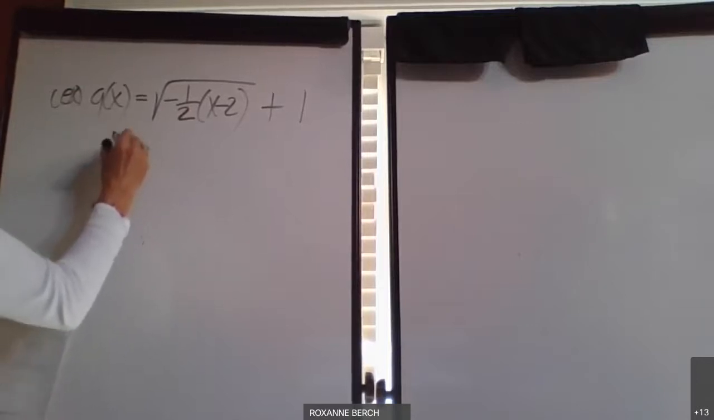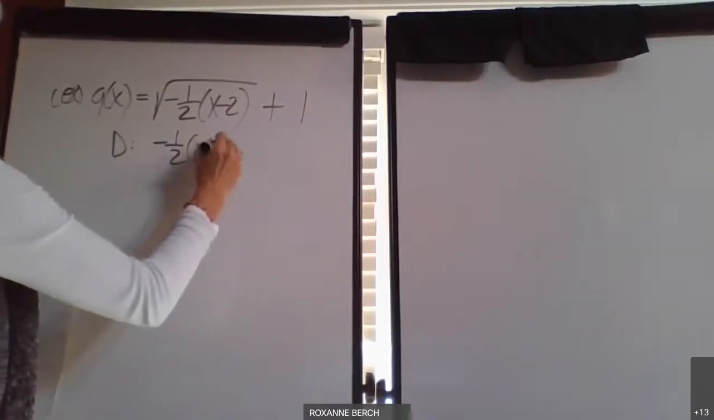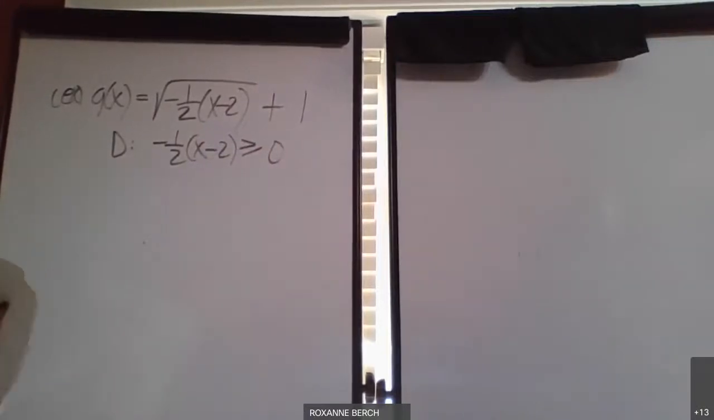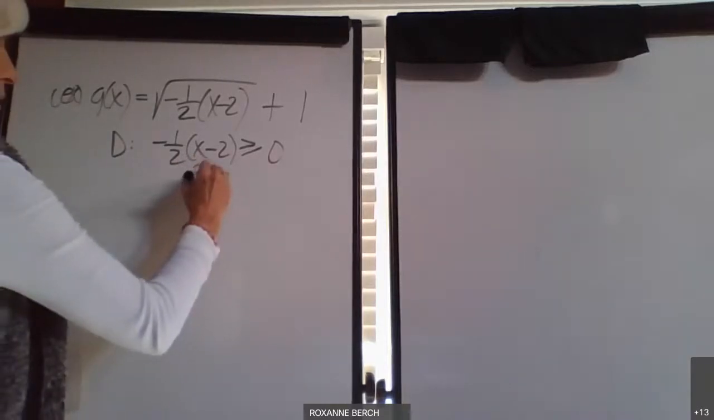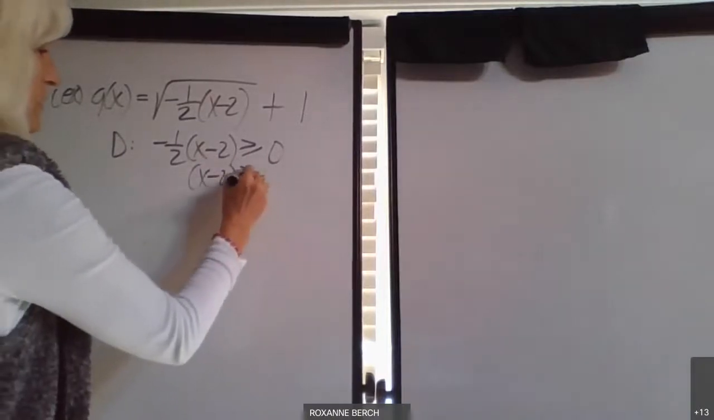So if we just want to find the domain and range, the domain would be the radicand greater than or equal to 0 and solve for x. So the first thing you're going to do is multiply both sides by a negative 2. Multiply both sides by a negative 2.